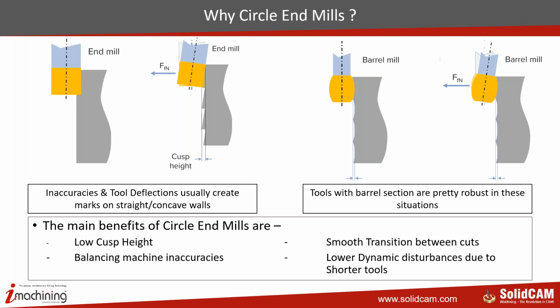So the benefits are, first of all, you get very low cusp heights, you can balance machine inaccuracies, there is a smooth transition between cuts because of that large radius, and low dynamic disturbances due to short tools. Most of the circle end mills are not long. You'll see that, for example, a 16 millimeter or a 12 millimeter circle end mill, the entire length of the tool won't be beyond 70 to 80 millimeters. So out of holder length is less. And I'll tell you why we need so little and how we can work with such a short OHL of the tool.